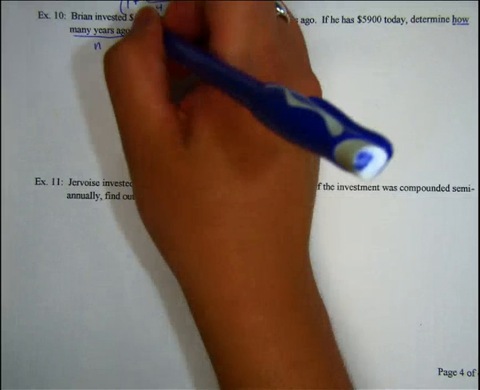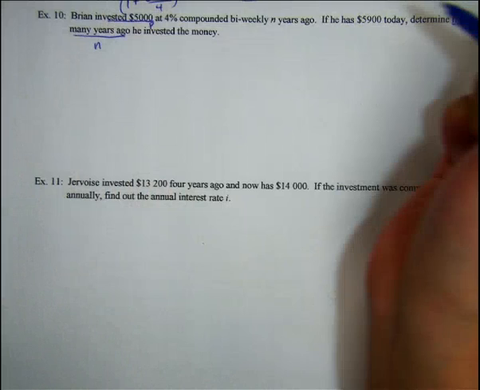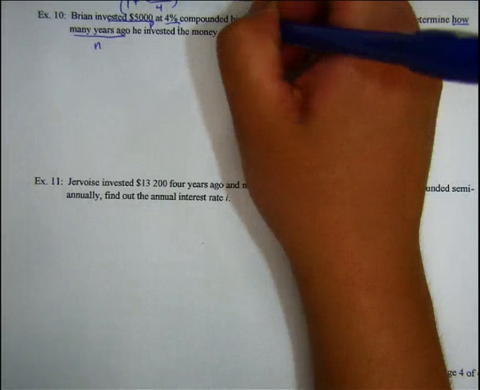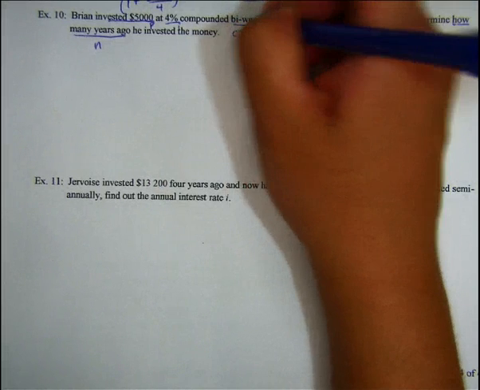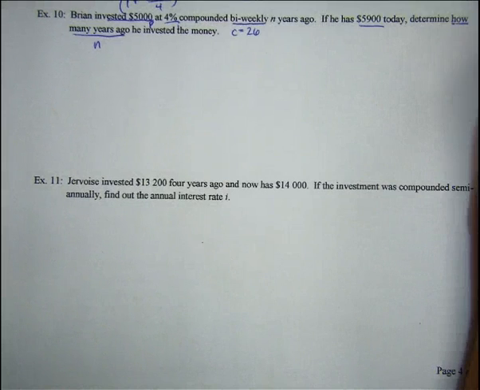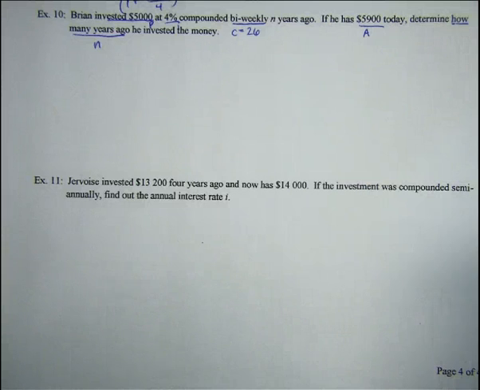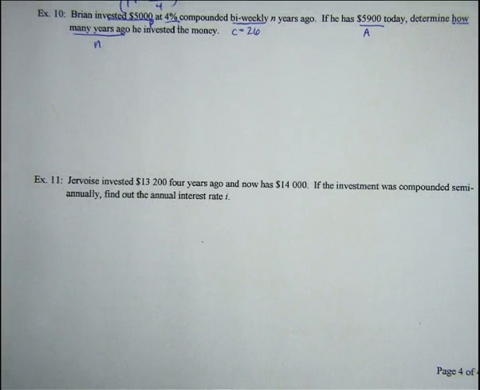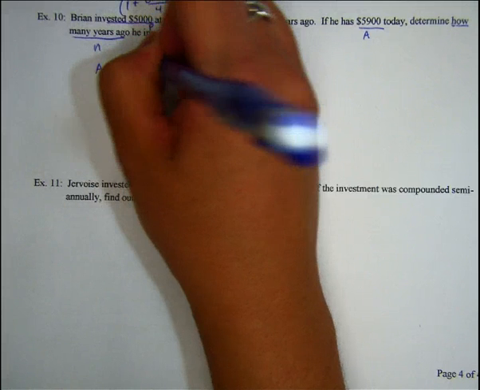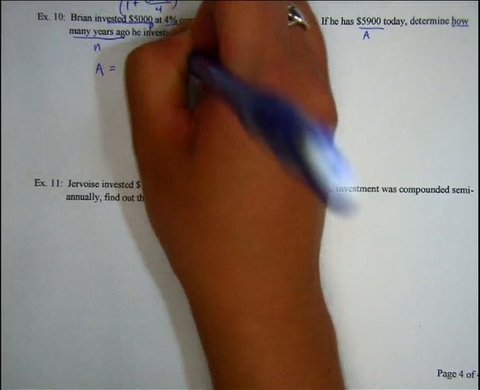We know that he invested $5,000, so that's P. 4%, that's I. Compounded bi-weekly, so C is going to equal 26. If he has $5,900 today, so that is the total value of the investment A. Okay, so A equals P, 1 plus I over C to the exponent NC.